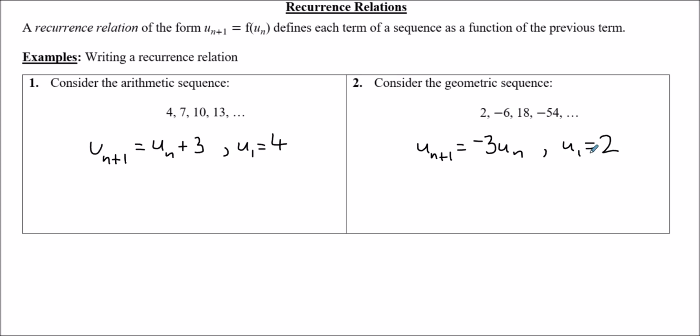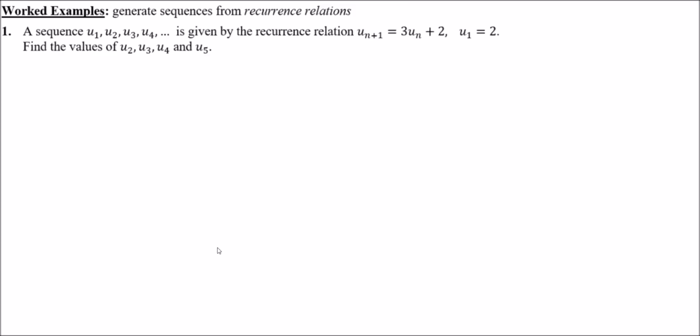So always important, we need to know a term at the very least, so we know where to start from, which we can therefore build up. So that's the examples there. Let's have a look now at some meatier examples, exam type ones. So it says here, a sequence u1, u2, u3, u4, etc., is given by this recurrence relation. Un plus 1 equals 3un plus 2, and noticeably given u1, like I mentioned before. Find the value of u2, u3, u4, and u5.